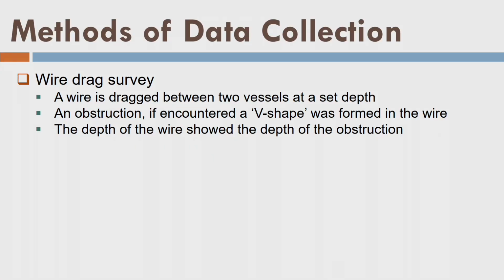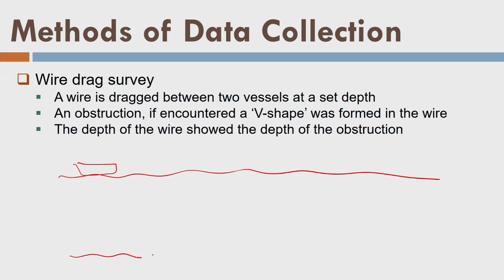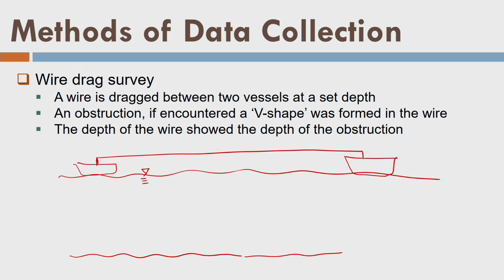Okay, there is something called wire drag survey. In case of sea or in case of big water bodies, what happens? We have two vessels. Okay, let us see there is one vessel here and there is a water surface here, and let us say there is some water bed here. Fine. So let me just draw, this is water surface here, like, okay, now we have two vessels here and there is a wire being dragged, stretched between the two here.